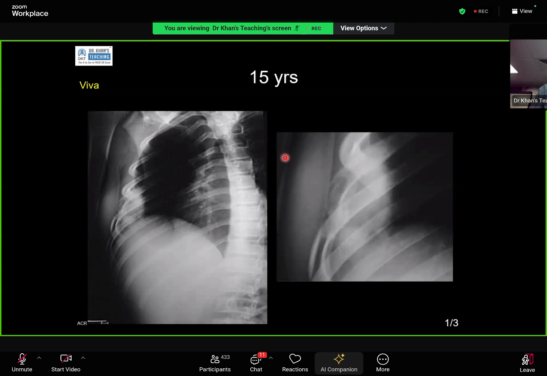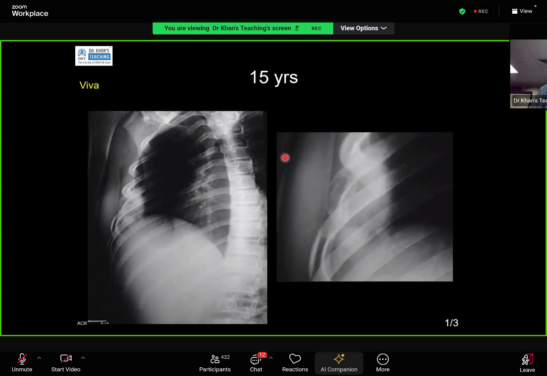Other than infection, the differential is enchondroma, but unlikely with this aggressive feature. Langerhans cell histiocytosis, LCH. Ewing's, but it's unlikely.